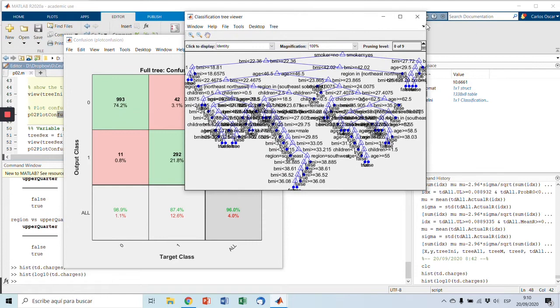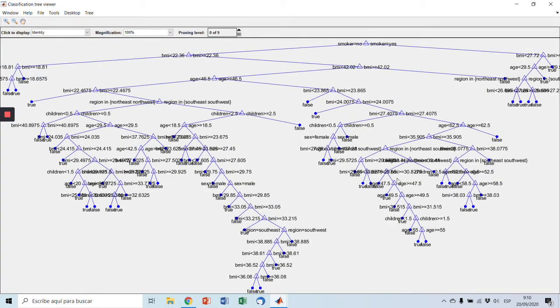And then we see that the tree looks somewhat complicated. We see, for instance, that the first question is whether you're a smoker or not. Then if you don't smoke, we check if your body mass index is smaller than something, and if it is smaller than 22, then we check whether it is smaller than 18. If it is larger than 18, you are more likely not to belong to the upper quarter. And if it is lower than 18.6, then you don't belong to the upper quarter.